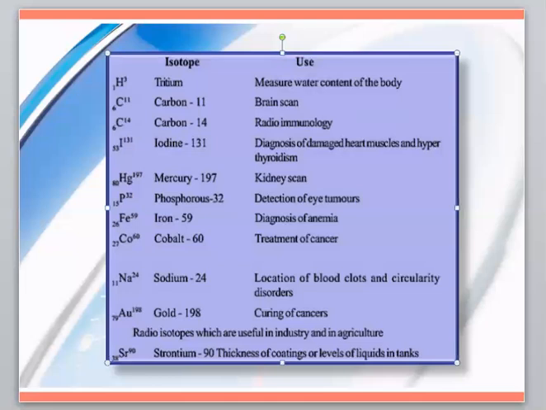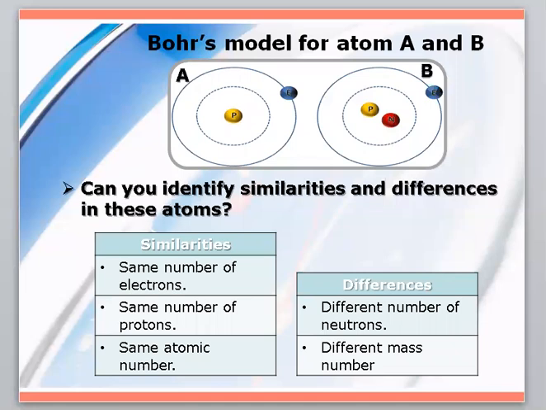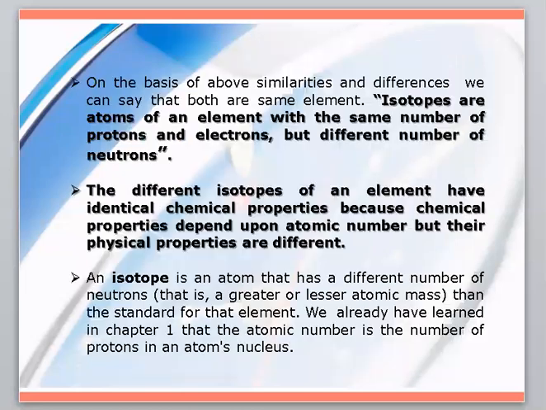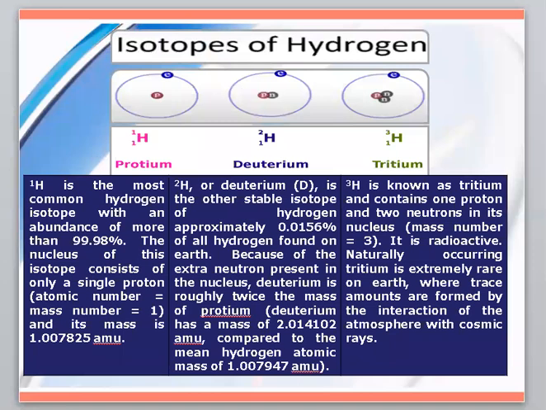Now come to the recap. Isotopes are elements having the same atomic number but different mass numbers. Why is the mass number different? Because the number of neutrons varies in the same element. Each and every element has isotopes. We can define isotopes: isotopes are atoms of an element with the same number of protons and electrons but different numbers of neutrons. We discussed isotopes of hydrogen.